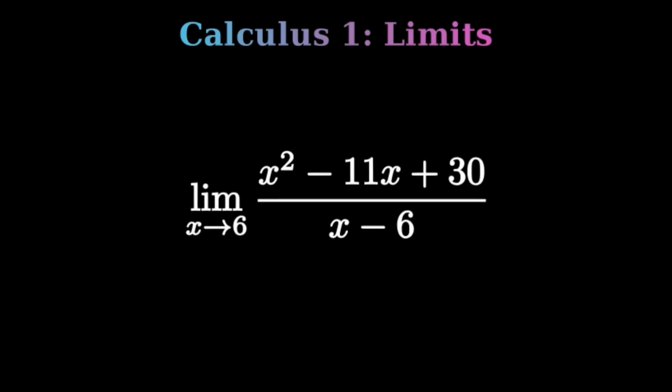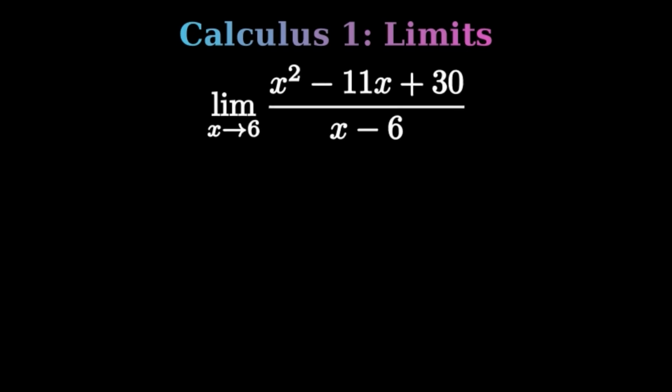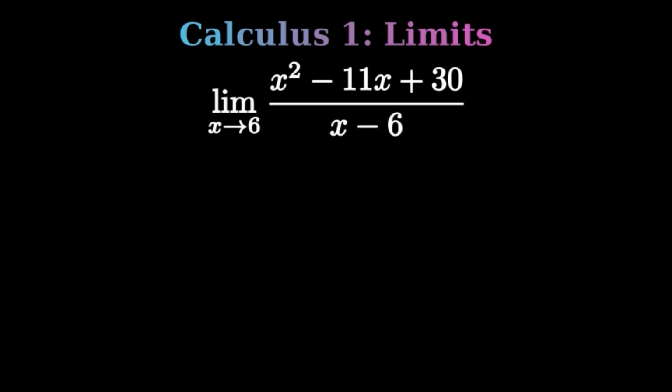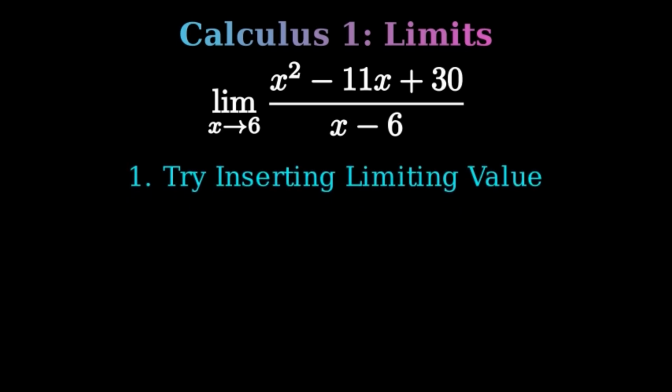So the first thing you're going to try to do is insert the limiting value. The limiting value is 6. Under the limit, you're going to try to insert that 6 everywhere you see an x. So what does that look like? 6 squared minus 11 times 6 plus 30 over 6 minus 6.